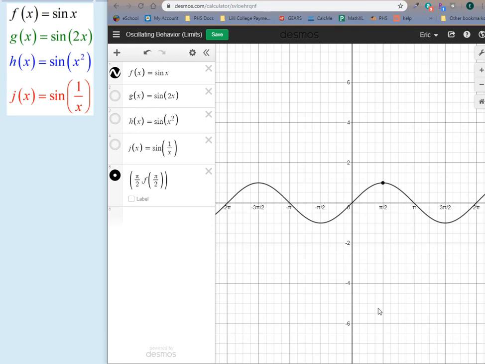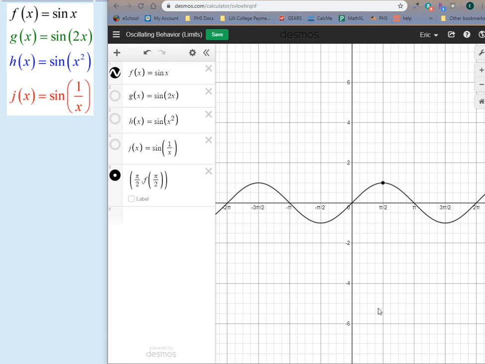In other words, 2 times what is pi halves? Pi over 4, right? Does that make sense? So we should expect, if I put in pi fourths here for x into g of x, that's when I should get back a value of 1. Agree? Okay.